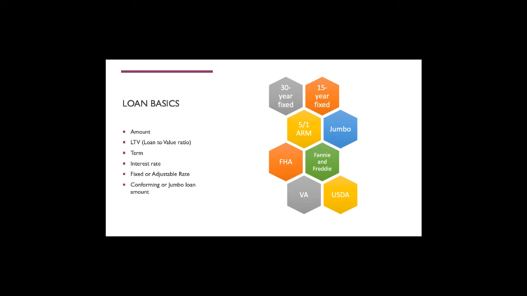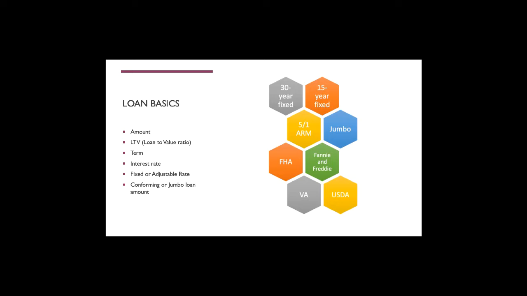When you look at the diagram I've given you on the right, you see there 30-year fixed, 15-year fixed at the top, but you see that little yellow hexagon that says 5-1 ARM? What's a 5-1 ARM? Well, a 5-1 ARM is an adjustable rate mortgage.